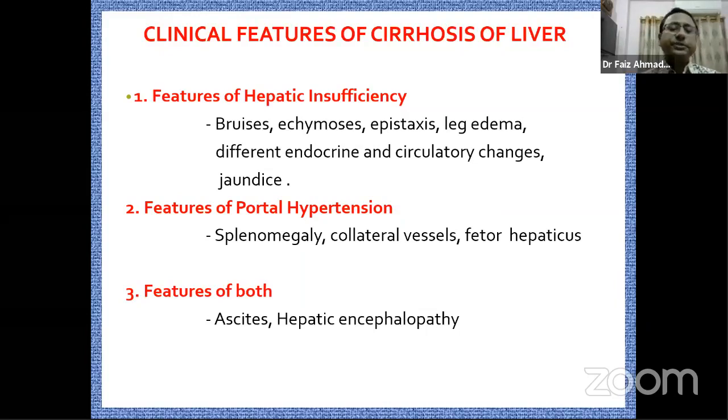For features of portal hypertension, we get splenomegaly, collateral vessels, variceal bleeding, fetor hepaticus, etc. And ascites and hepatic encephalopathy are the two most common complications of cirrhosis of liver. For their pathogenesis or development, contribution from both hepatic insufficiency and portal hypertension is important. So they actually occur due to both hepatic insufficiency and portal hypertension.